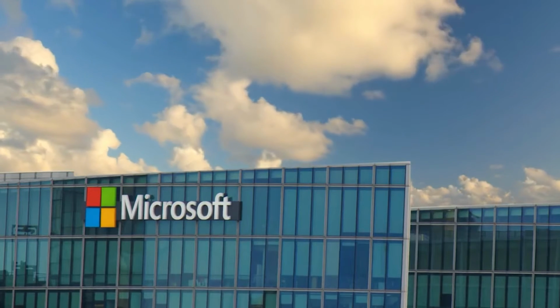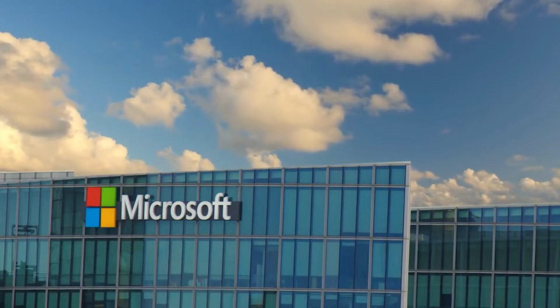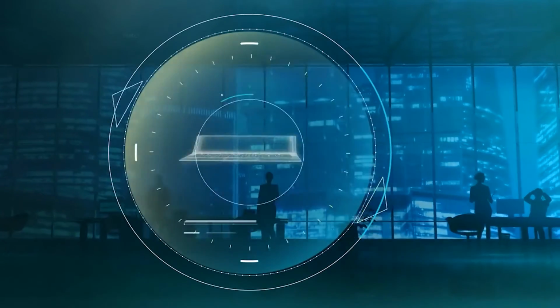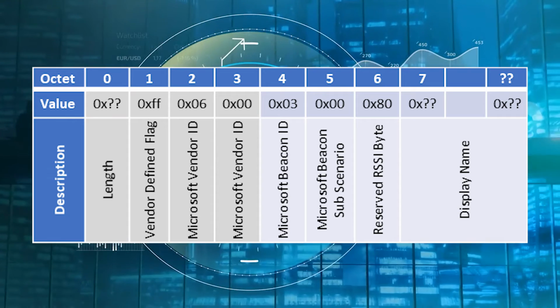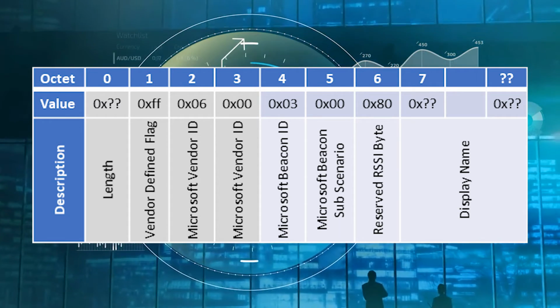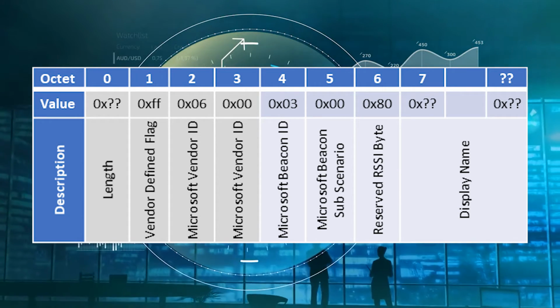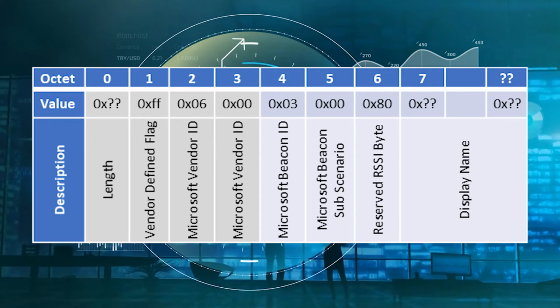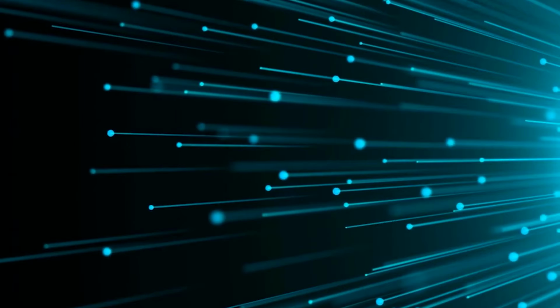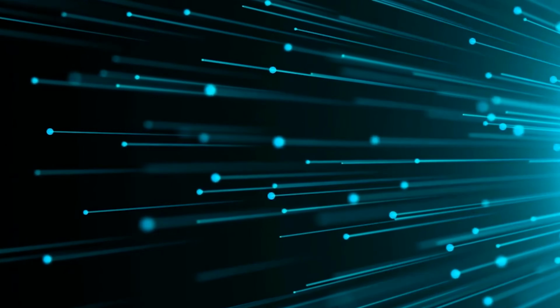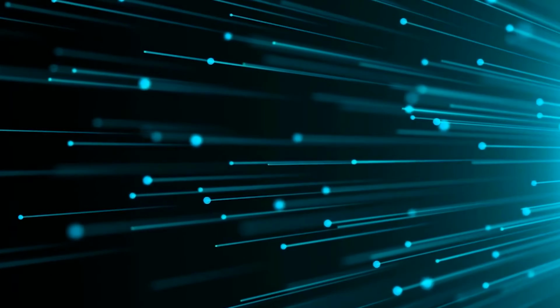Now, similarly to FastPair, we have the Windows equivalent, which is called Swiftpair. Now, Swiftpair is a feature developed by Microsoft for Windows devices to simplify the process of pairing Bluetooth devices quickly and easily. It allows Windows devices to discover and pair with compatible Bluetooth accessories more efficiently.